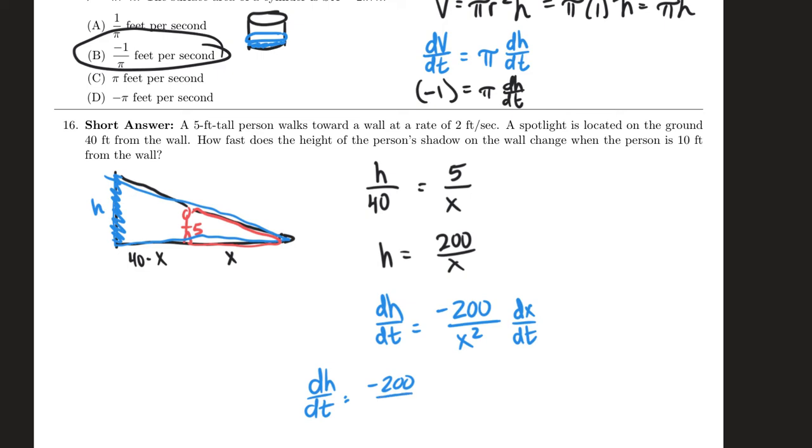All right, what is x in this situation? Right now, my person is 10 feet from the wall, so this distance here is 10 feet, which means this whole distance is 30. So I'm going to put a 30 squared on the bottom. And how is x changing?